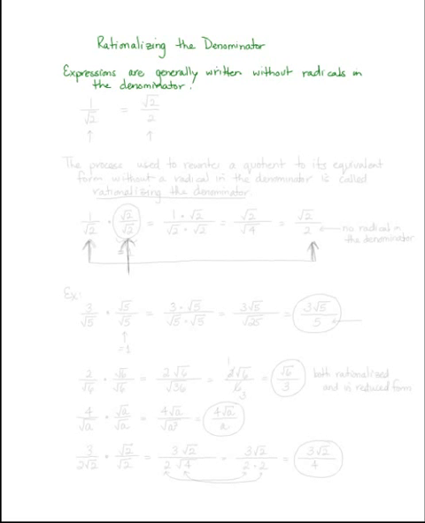For example, if we had 1 divided by the square root of 2, we would not generally leave it in this form. We would rewrite this into an equivalent fraction, and its equivalent fraction happens to be the square root of 2 over 2. The process of getting it from 1 divided by the square root of 2 over to the square root of 2 divided by 2 is called rationalizing the denominator.